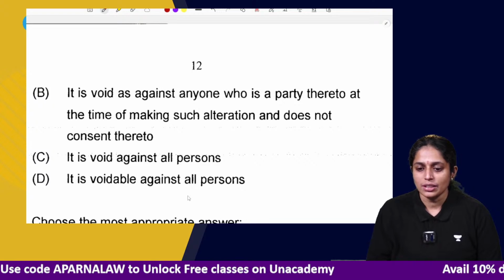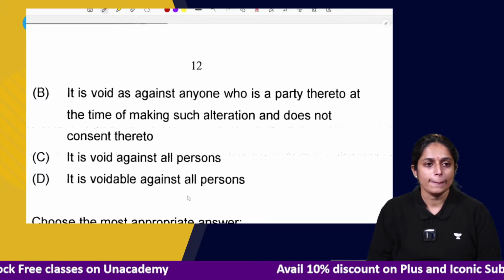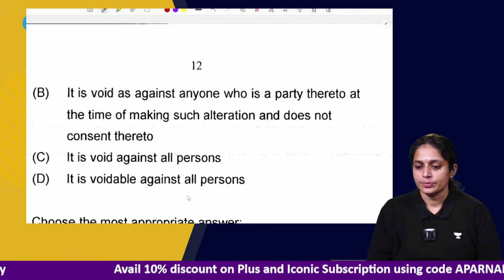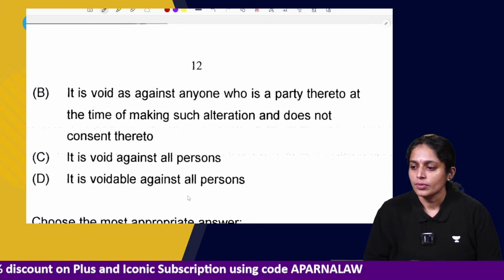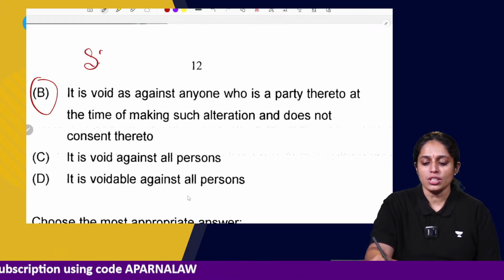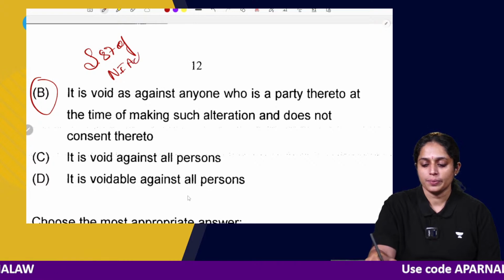What is the correct answer here? 33rd question. It is B. What is the relevant provision? Section 87 of the Negotiable Instruments Act.